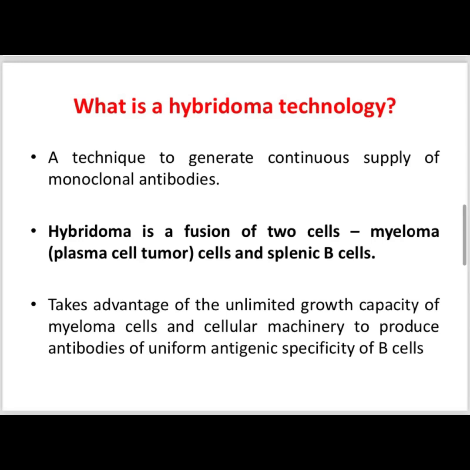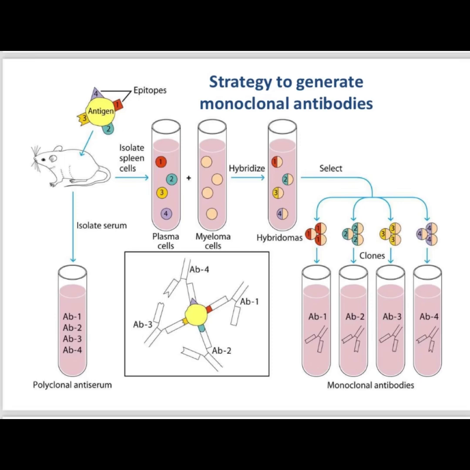What is hybridoma technology? A technique to generate a continuous supply of monoclonal antibodies. It takes advantage of the unlimited growth capacity of myeloma cells and the cellular machinery to produce antibodies. This is the strategy to generate monoclonal antibodies. The antigens are injected, the spleen cells are isolated, and their plasma cells and myeloma cells are hybridized, selected as hybridomas, and cloned, and the monoclonal antibodies are selected.